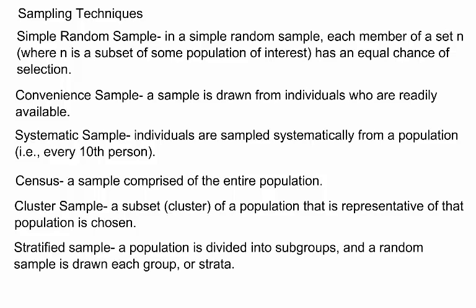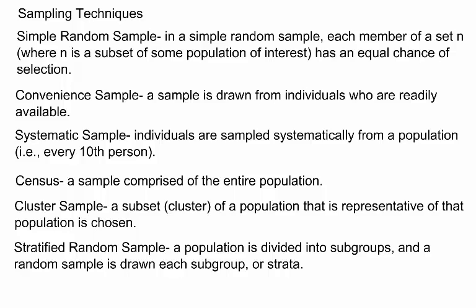Next, we have a stratified sample. Here, a population is divided into subgroups, and then a random sample is drawn from each subgroup, also called strata. One example of a stratified random sample would be if we considered, again, a high school, and we'll look at the school as having grades 9 through 12, where each grade is a subgroup. So I have 9th grade, 10th, 11th, and 12th grade.